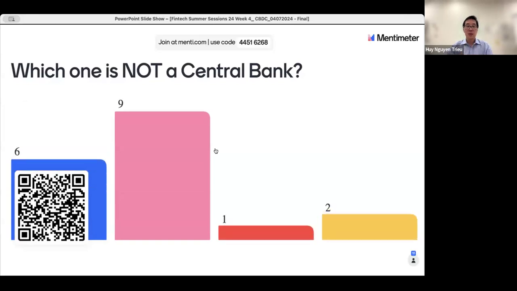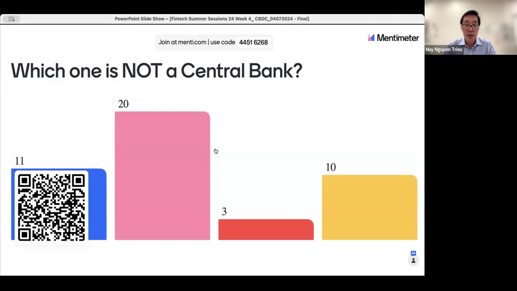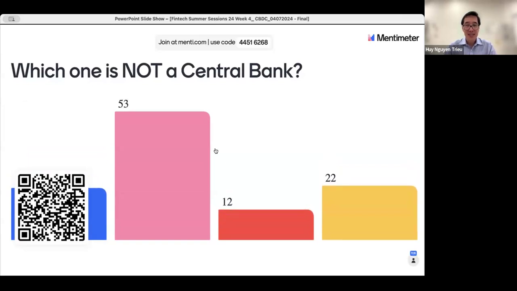I see some answers. So some of you are saying the Federal Reserve is not a central bank. The FCA, the Financial Conduct Authority, is not. SAMA is not. So let's have a bit more answers. Okay, very good. So I think most of you got it right, because the organization which is not a central bank is the FCA, the Financial Conduct Authority.